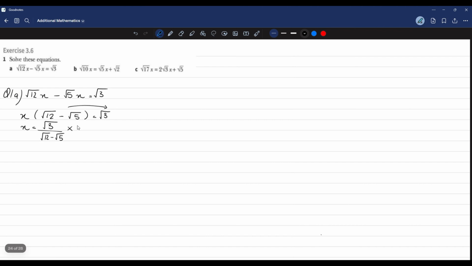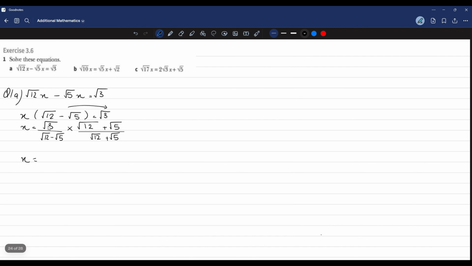So we multiply by under root 12 plus under root 5, and we divide by under root 12 plus under root 5. It's really important to multiply and divide by the same value because we are essentially multiplying by 1. When we multiply by 1, we retain the value of the original equation. So we do not change any other value, however, we simplify the equation.